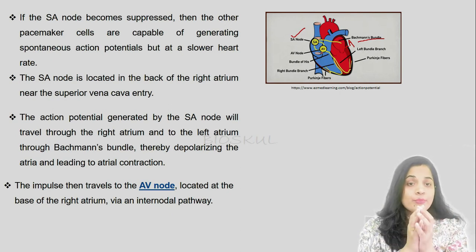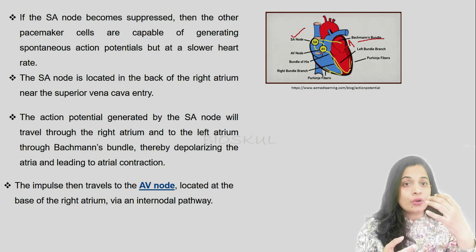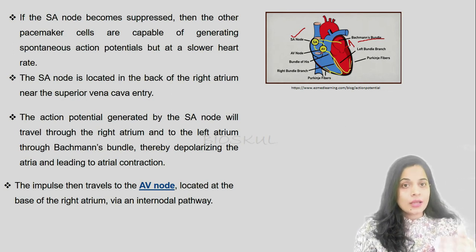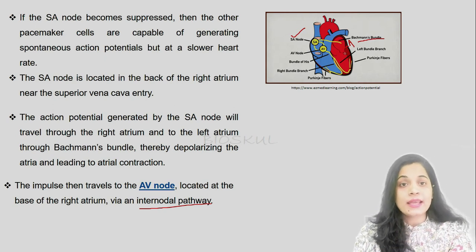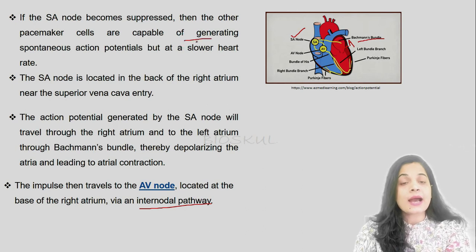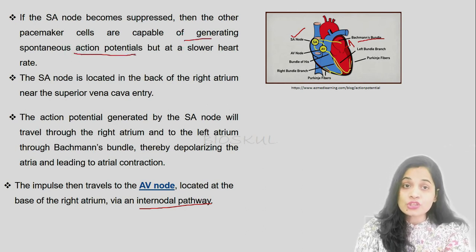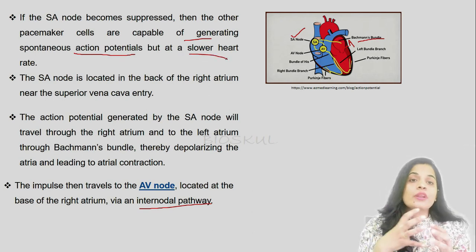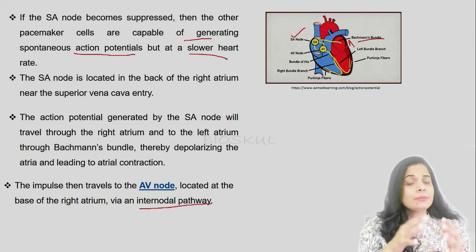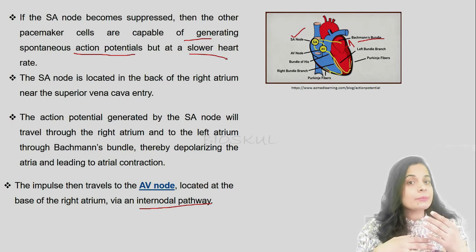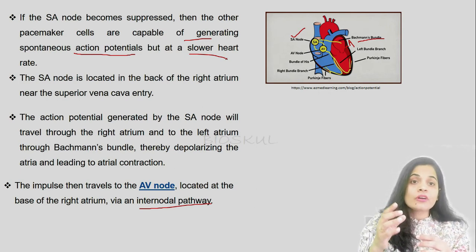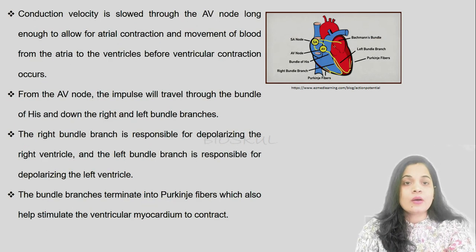If the atria get depolarized or contract, then what will happen? The blood will flow from the atria to the ventricles, right? Let's consider that if the SA node becomes suppressed, then other pacemaker cells are capable of generating spontaneous action potential, but that action potential will result in a slower heart rate. In vertebrates we find the myogenic heart, but the rate of heartbeats depends on the nerve connected to it.